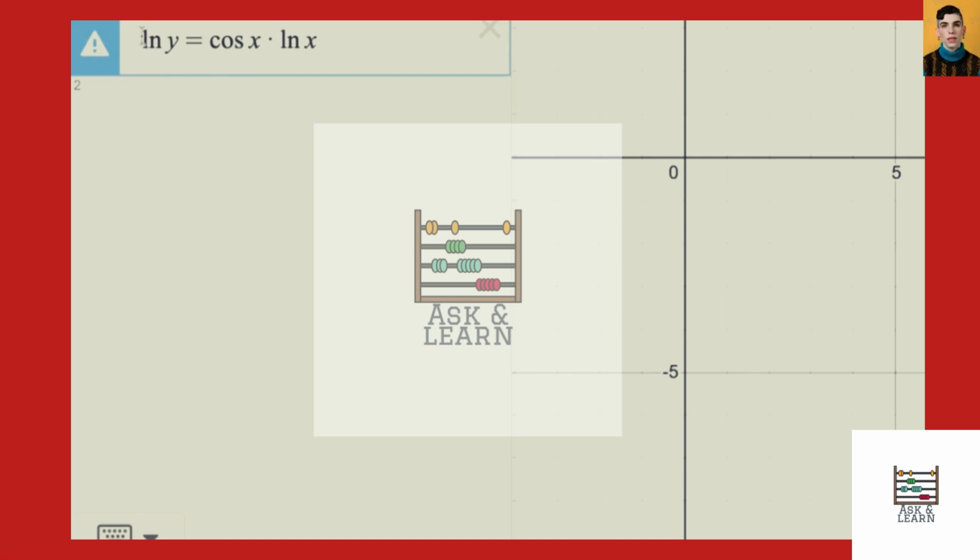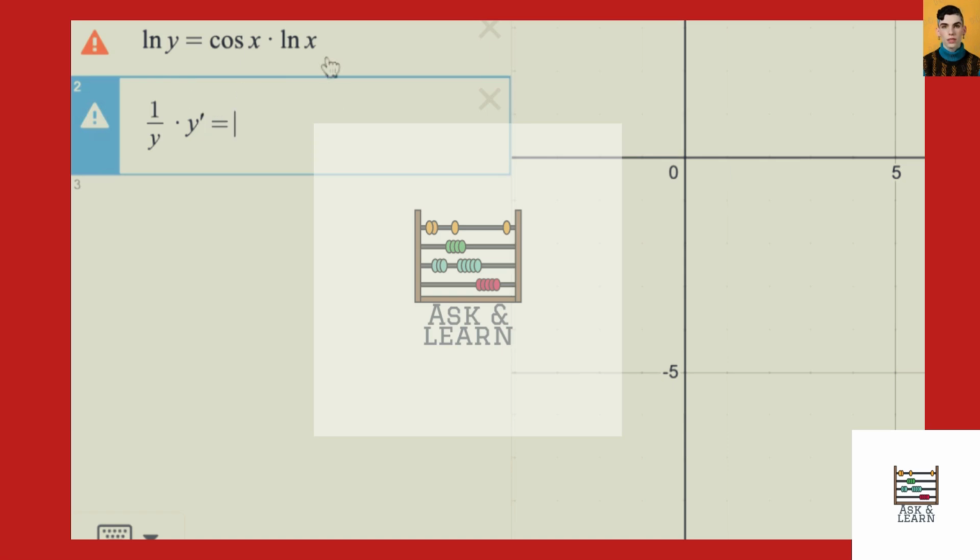Now we can perform implicit differentiation. So what we'll have is the dx of the natural log of y is going to be 1 over y times y prime. And then cosine of x times natural log of x, the derivative of that will be cosine of x times 1 over x plus natural log of x times a negative sine x.